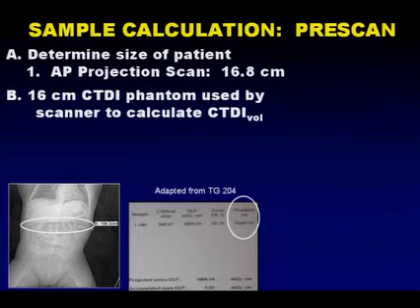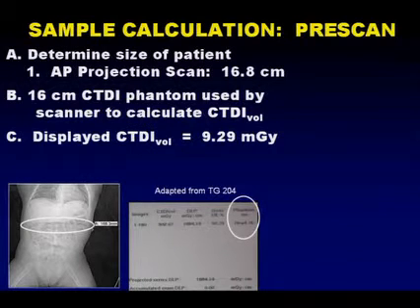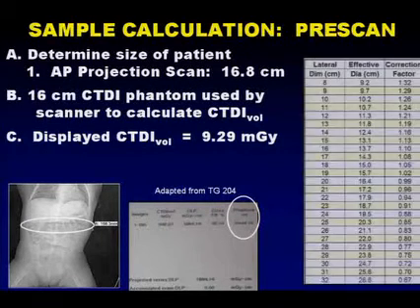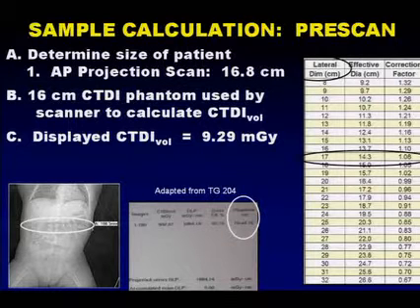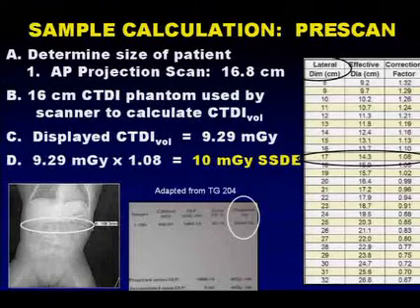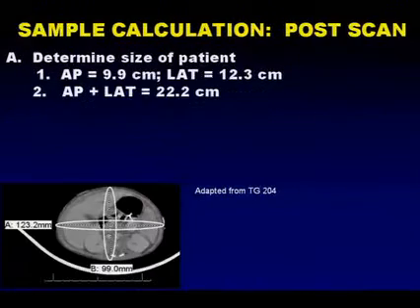It used the 16 centimeter CTDI phantom, and it tells us at the end of the case that the CTDI vol was 9.29 milligray. Well, we go to the report, we find the appropriate table. You'll notice here that this is for the lateral dimension, and we come down in the table to 17 centimeters, and we see that the correction factor is 1.08. We multiply that times the CTDI vol, and we have an SSDE estimate of 10 milligray.